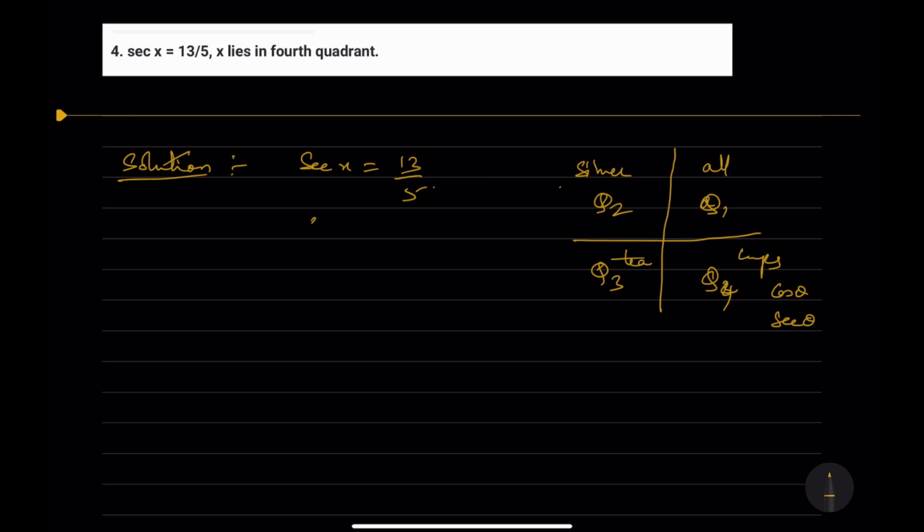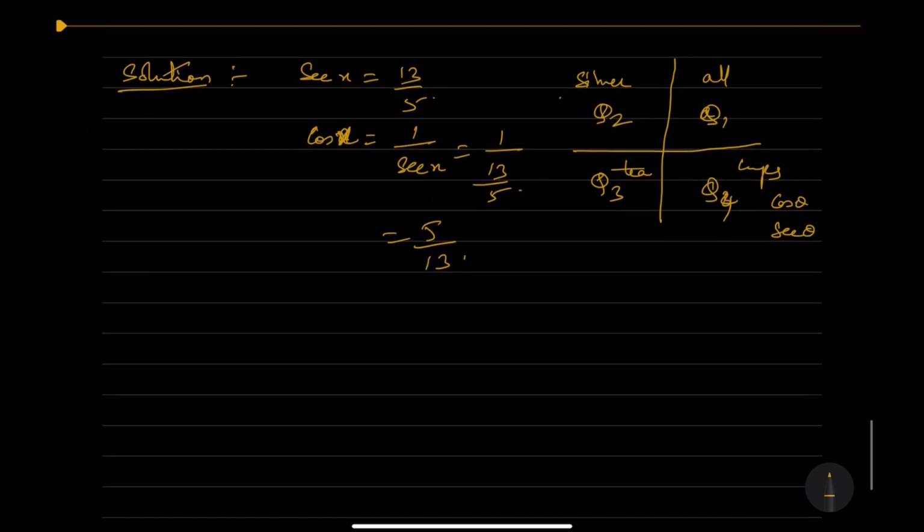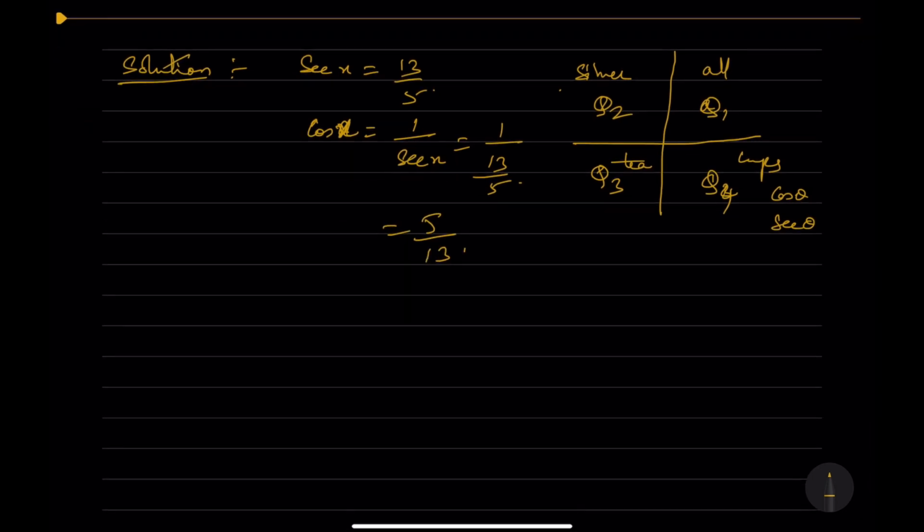So here cos x is equal to 1 by secant x, which is equal to 1 by 13 by 5, which is equal to 5 by 13. So we got secant x and cos x. Now we can use one more identity. What is that identity which we can use here? sin square x plus cos square x is equal to 1.